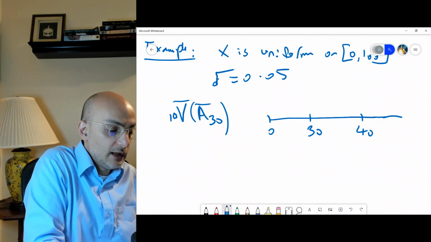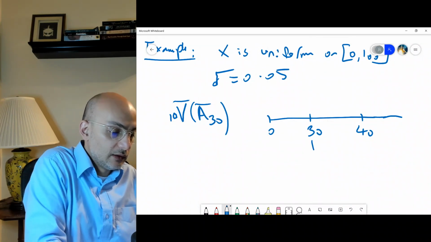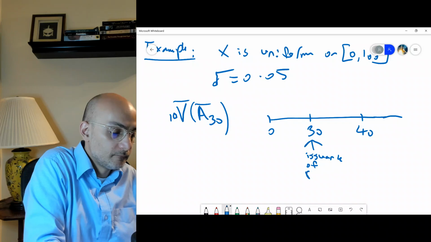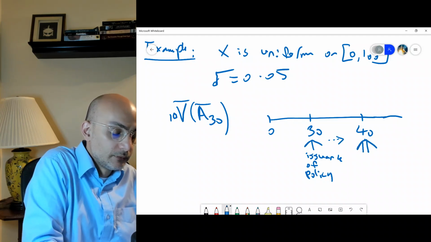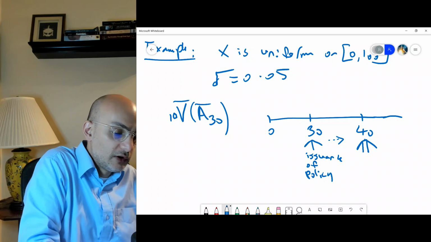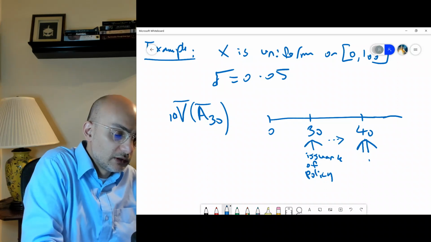It tells us here is the issuance of the policy. And now we moved forward. Now we are here. We need to calculate the reserve here. So we need to find the reserve. What is the reserve?